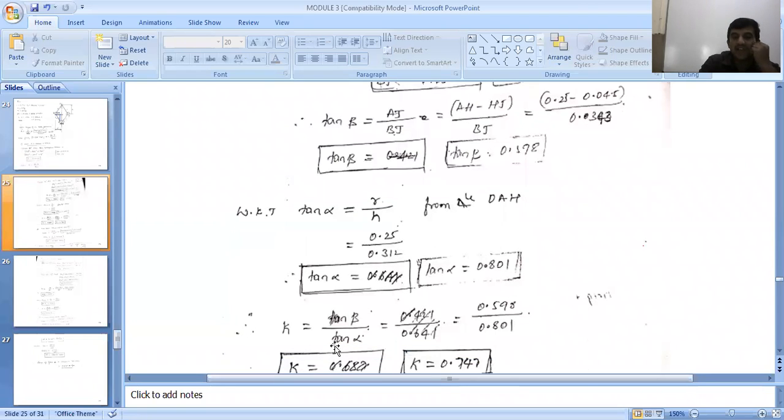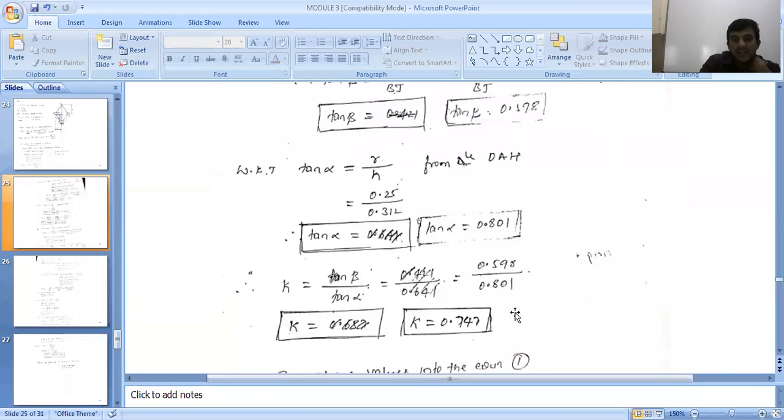Then go for the k value. What is k? Tan beta by tan alpha. Then we'll get k, a constant, that is 0.747. Right? If you say up to this is finished, then we'll move to the next slide.